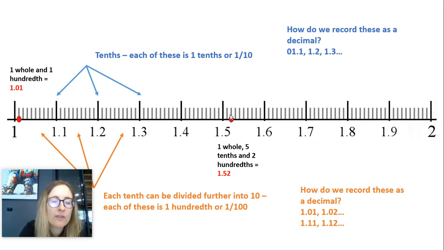If you're thinking 1.52, then you are correct. We'll just do one more as a practice. Have a look at this decimal point, this point on the number line, and tell me how could you represent that as a decimal number?